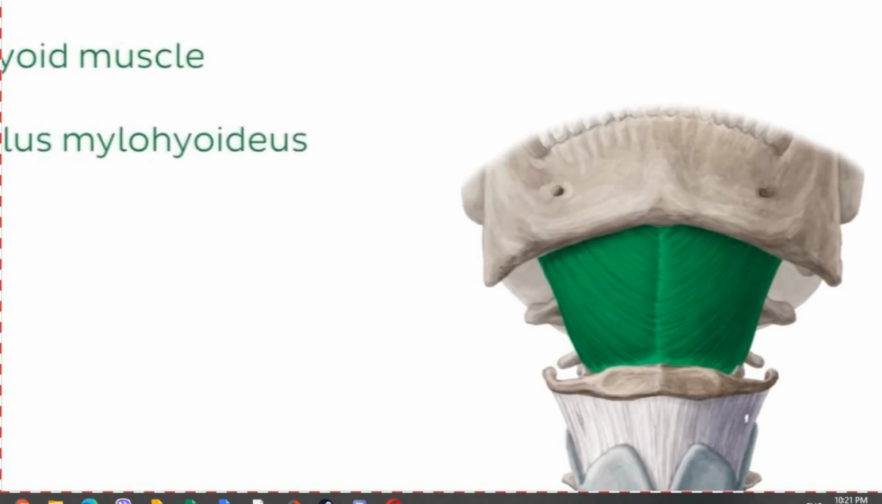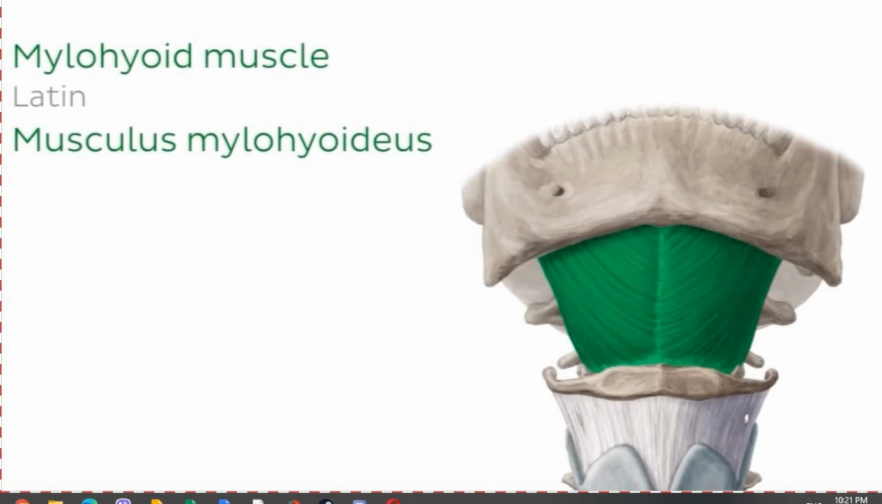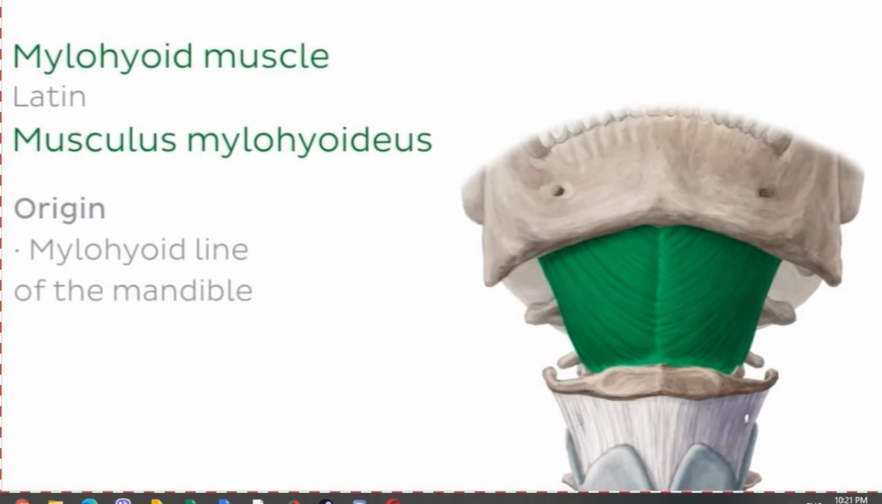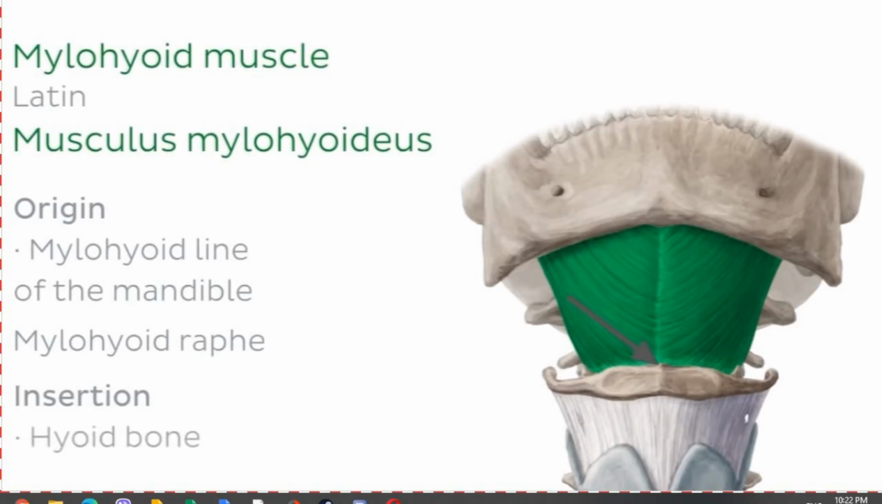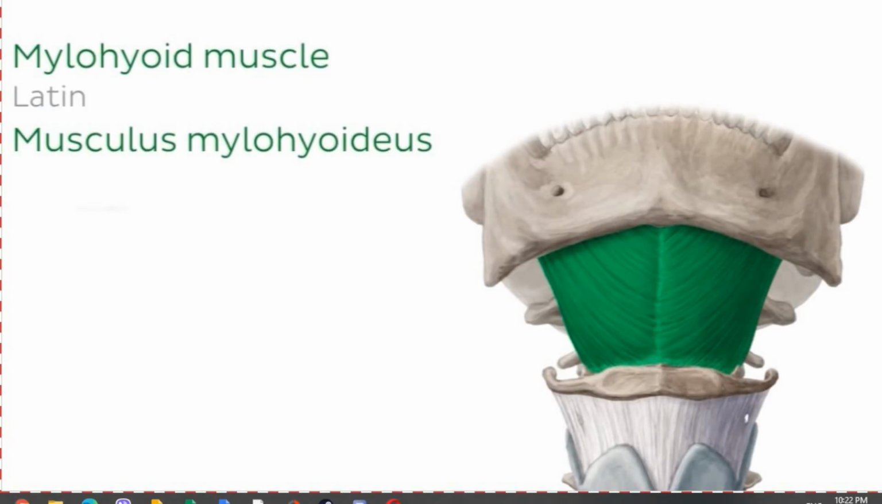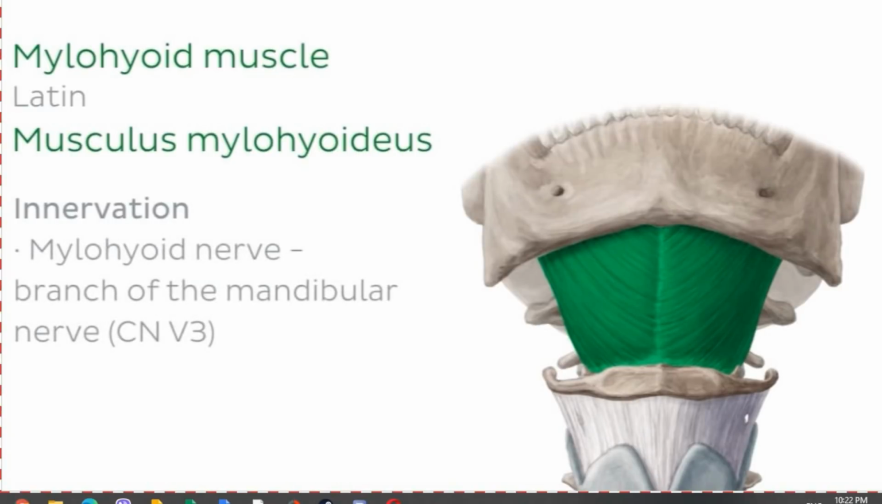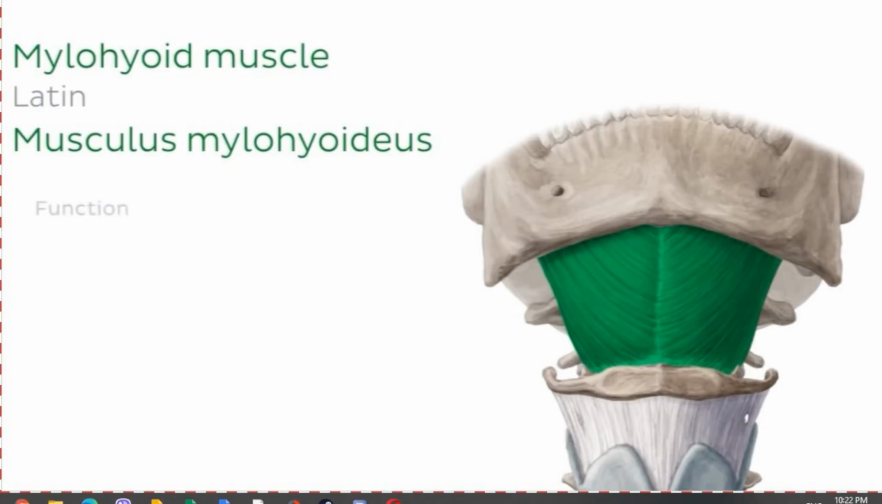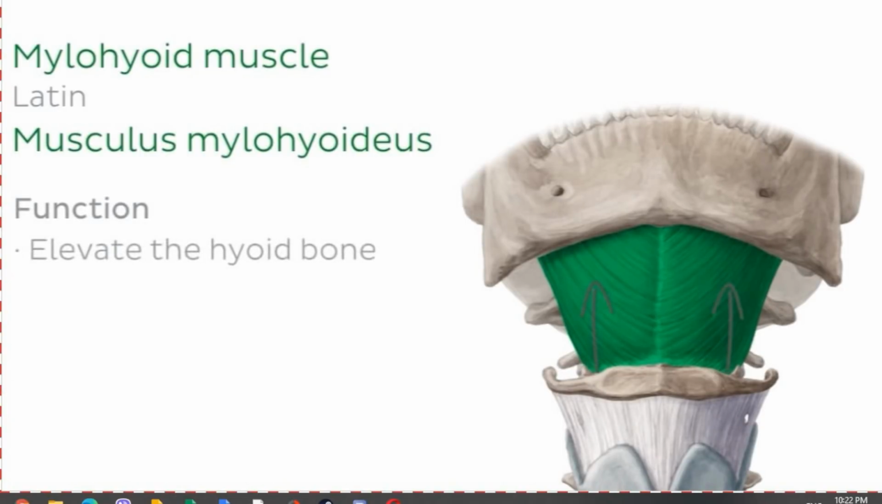The mylohyoid muscle is situated deep to the digastric muscle. It has its origin in the mylohyoid line of the mandible. In this image, you can see its fibers arising from the mylohyoid raphe at the midline. It inserts inferiorly on the body of the hyoid bone. The mylohyoid muscle is innervated by the mylohyoid nerve, a branch of the mandibular nerve. The mylohyoid muscle forms the floor of the mouth and functions to elevate the hyoid bone and depress the mandible.